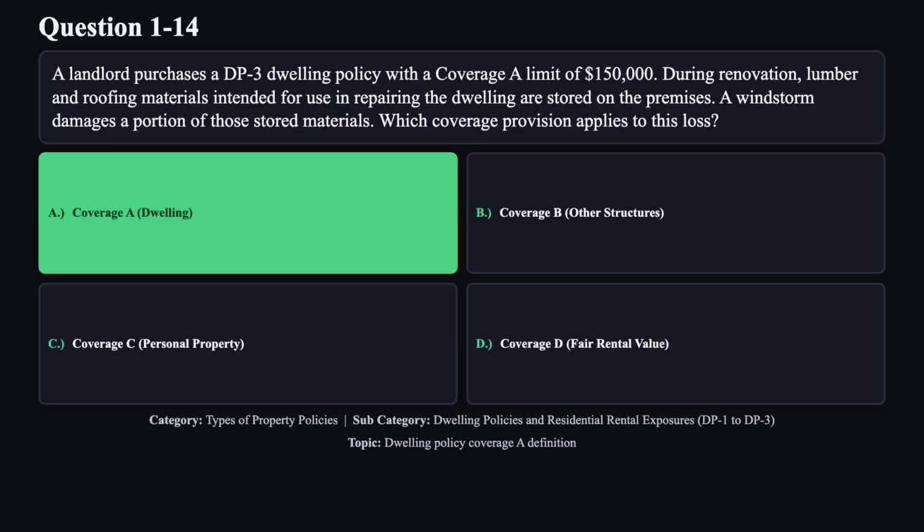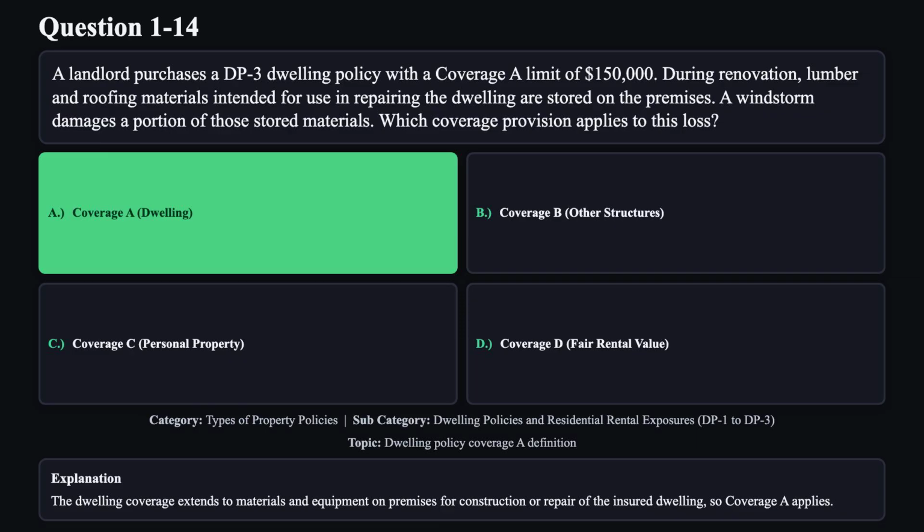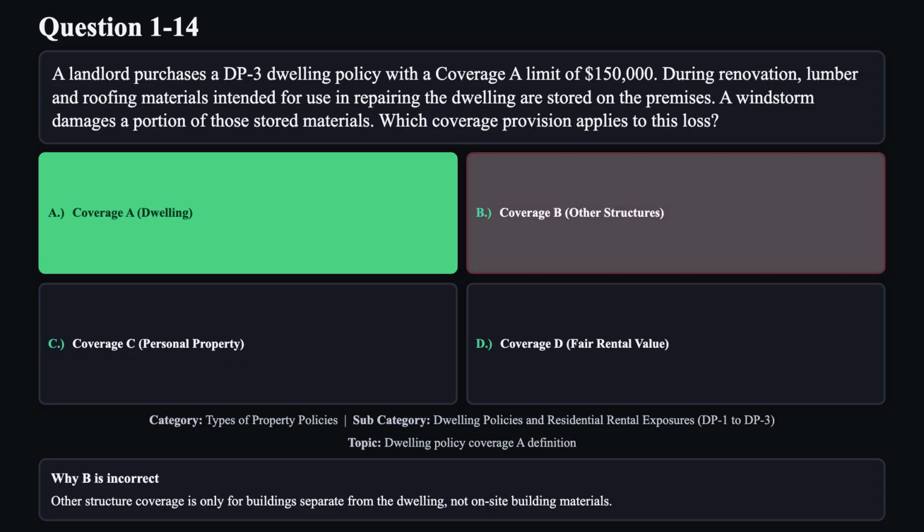The correct answer is A. The dwelling coverage extends to materials and equipment on premises for construction or repair of the insured dwelling, so coverage A applies. Reason B is not correct. Other structure coverage is only for buildings separate from the dwelling, not on-site building materials.